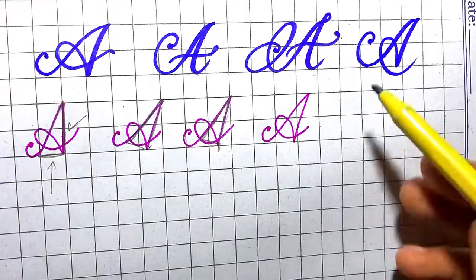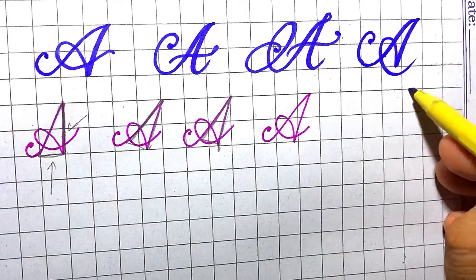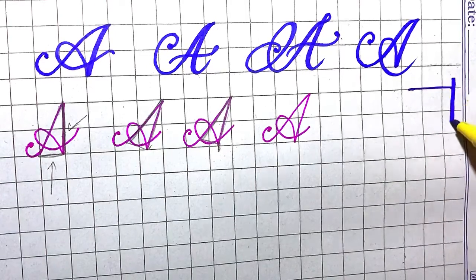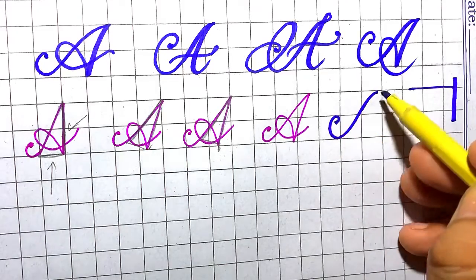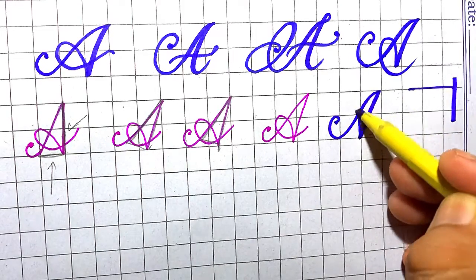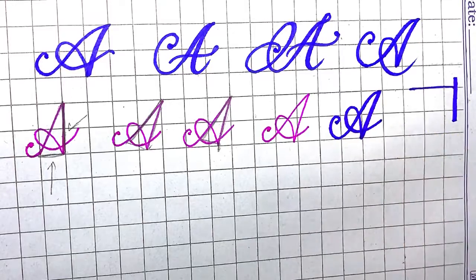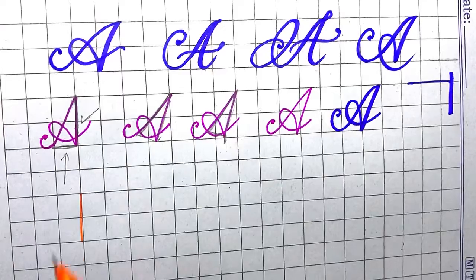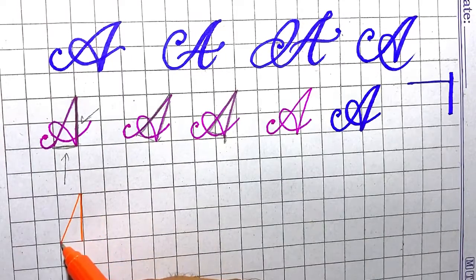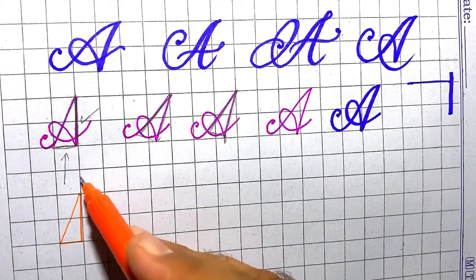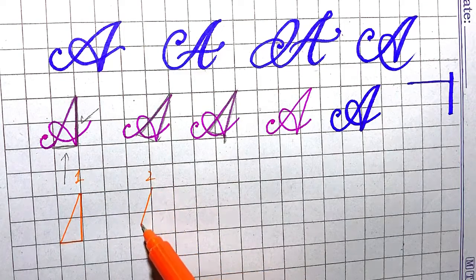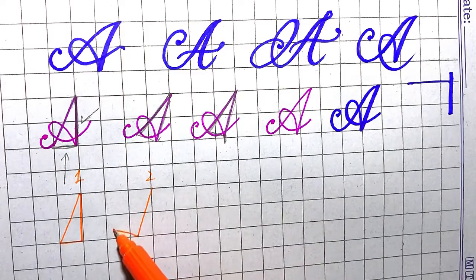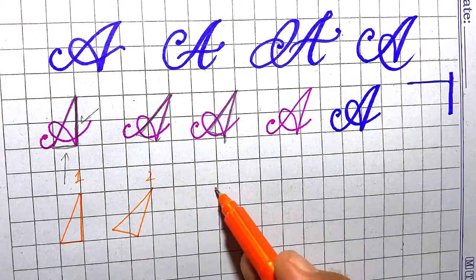Now practice with a marker. Pick your marker like this. Like this. It's so much easy guys. Practice this. First the triangle, then just give an angle to your triangle.